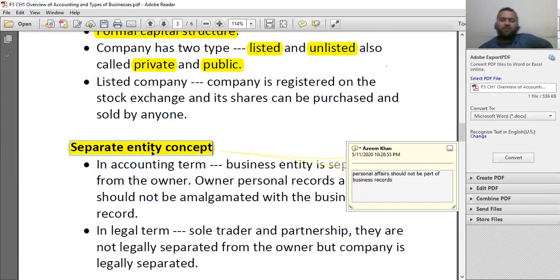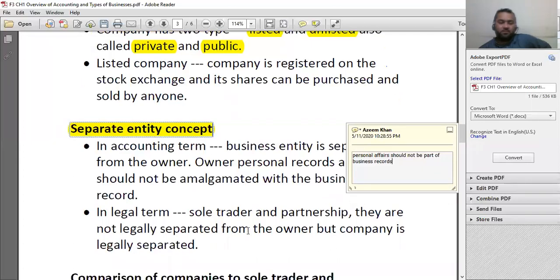So as we have studied in the financial accounting definition, you have to record all the financial transactions in the books of account. When you are recording financial transactions, a transaction may belong to the business, or there may be some transactions which are personal. So the separate entity concept means that you cannot record your personal financial transactions in the business record. For business transactions, you will have a separate record. For personal transactions, you will have a separate record. Clear or not?